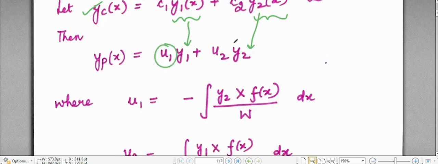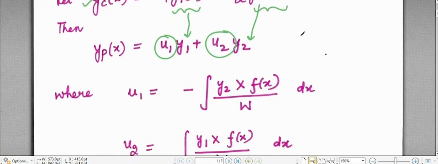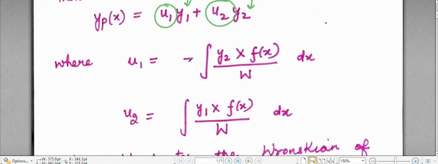Now let's see what these U1 and U2 are. U1 is given by an integral, which is minus integral of Y2 into Fx. Fx happens to be the right hand side of this differential equation, and make sure that the leading coefficient, the coefficient of y double dash, is unity here. If it's not unity, you will have to divide by that and then see what your right hand side is. So ultimately you'll have to put it in this form before you put the Fx in the integral here. So it's going to be minus integral of y2, the second linearly independent function, into the right hand side upon W. W stands for the Wronskian of y1 and y2.